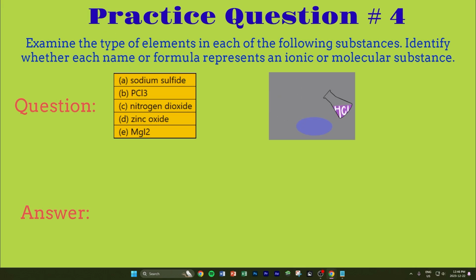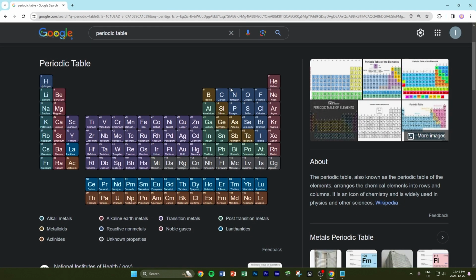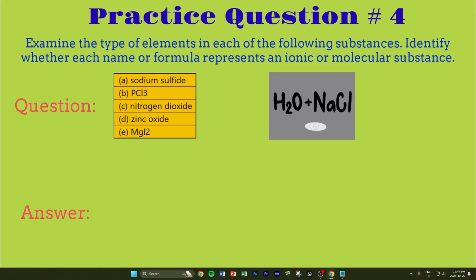So now if we look at the next one, we have PCl3. So P stands for phosphorus, and Cl we know is chlorine. So if we look here, phosphorus is found right here and chlorine is found right here. Since they are both on the right side, this means that this is a non-metal and a non-metal. So these two non-metals combined make a molecular substance. And for the rest of these, I'm not going to explain them all because now you have an idea. So I'm just going to pull up the answers for the rest of them.